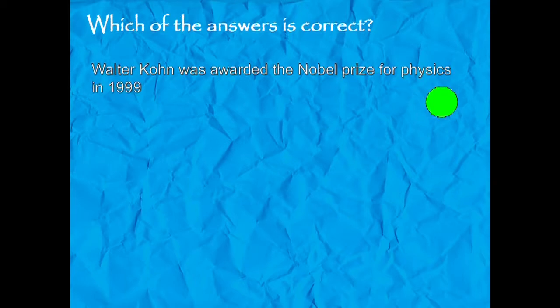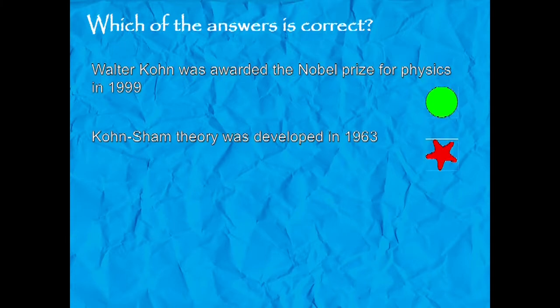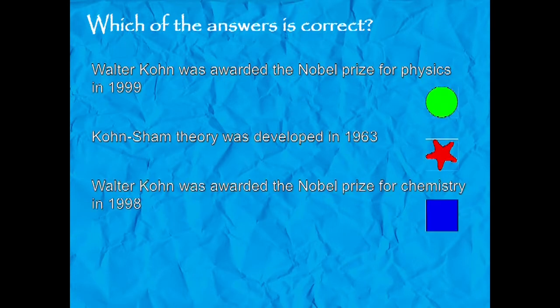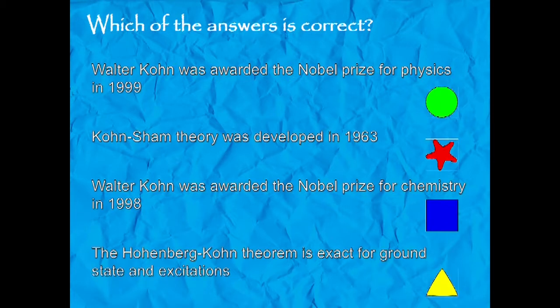Walter Kohn was awarded the Nobel Prize for Physics in 1999. Kohn-Sham theory was developed in 1963. Walter Kohn was awarded the Nobel Prize for Chemistry in 1998. Or the Hohenberg-Kohn theorem is exact for ground state and excited states. What do you think?